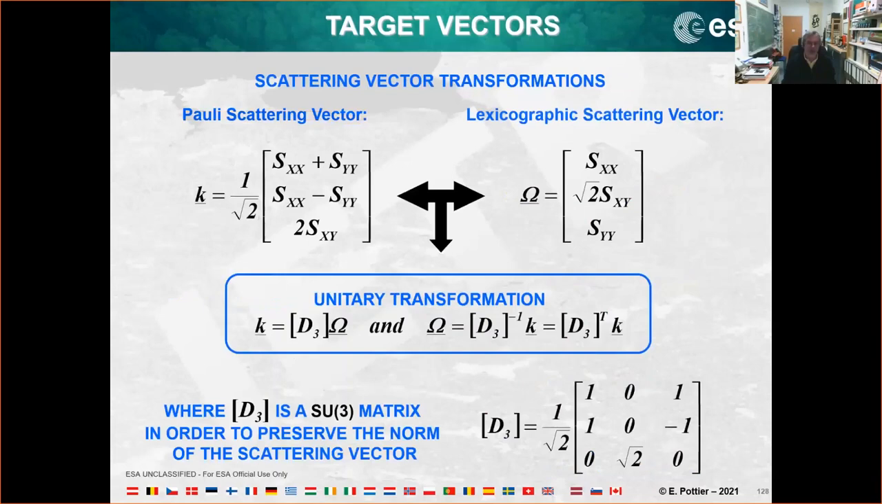And something which is very important is that we can move from one vector to another vector using a unitary transformation, which is given here. So the input can be the omega vector, and the output can be the K vector, or on the contrary, the input can be the K vector and the output can be the omega vector. I can move from one representation to another using this transformation, and this transformation is what we call a unitary transformation. So it means that it's going to preserve all the information, it's going to preserve the norm of the vector, it's going to preserve the phase inside the components of the vector. Okay, so this is why I can move from one to another.